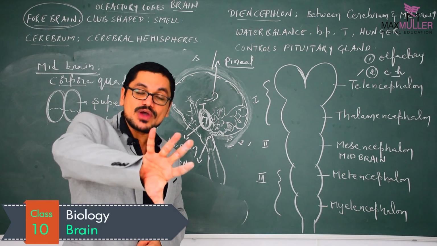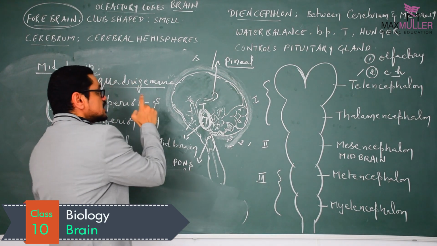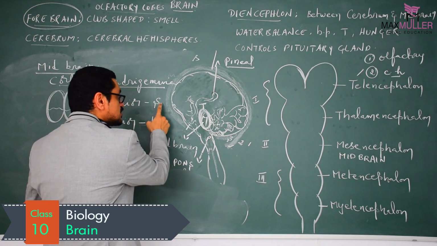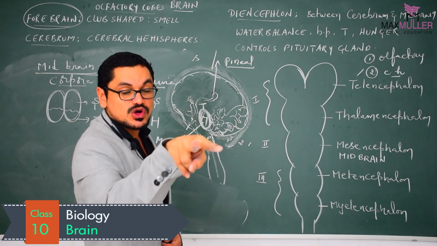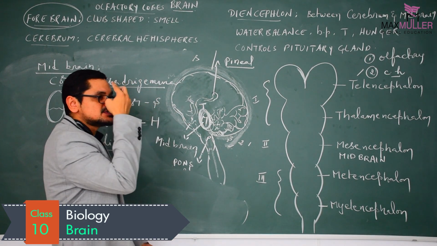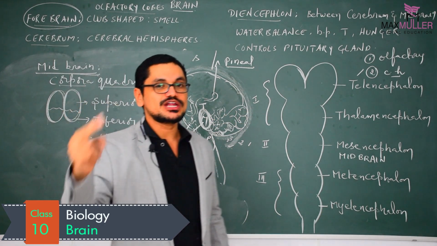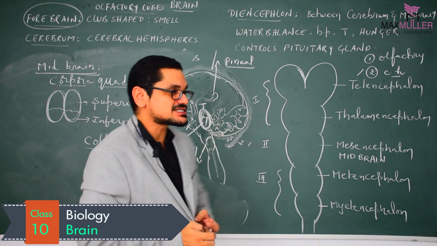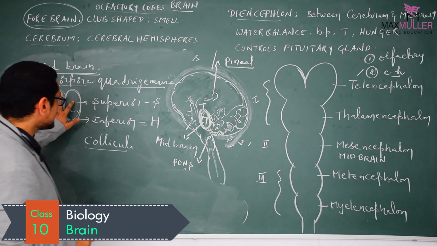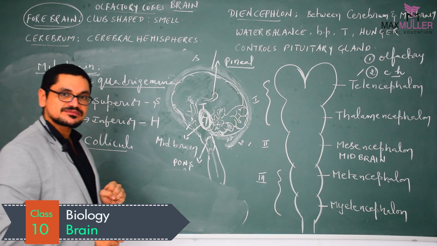So when your head is in movement, you are able to perceive the sound waves and you are able to focus on the object. It means sight. So you are able to focus on the object, and you are able to hear, and this is possible because of the superior colliculi and inferior colliculi which are present in the midbrain.